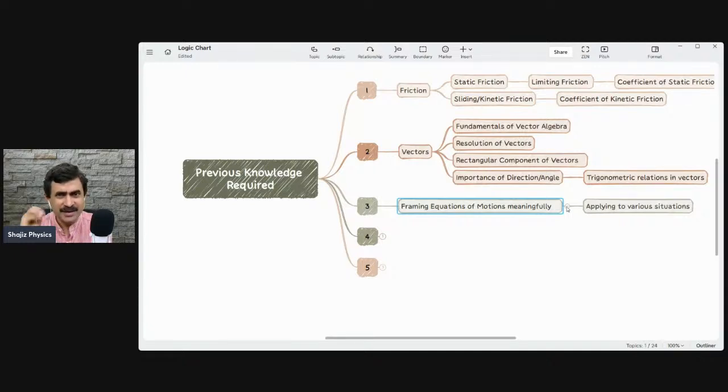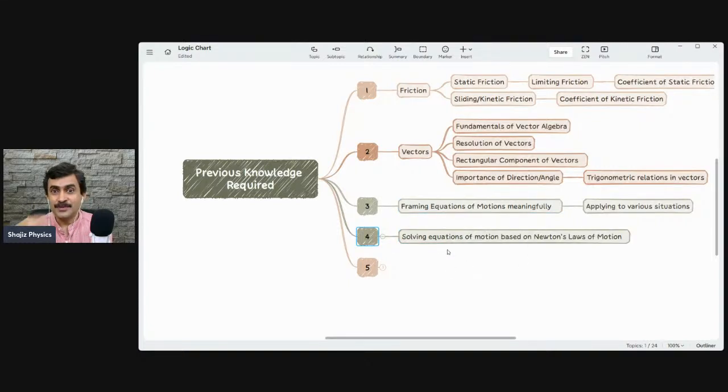Some kind of expertise our students are having, but they are not aware of the concept of kinetic friction or static friction and coefficient of static friction or kinetic friction. Without knowing that, how will they be able to frame the equation of motion using the concepts of laws of motion? The student should be able to solve equations of motion based on Newton's laws of motion. See, we have applied Newton's second law of motion in order to obtain the acceleration for x and y.